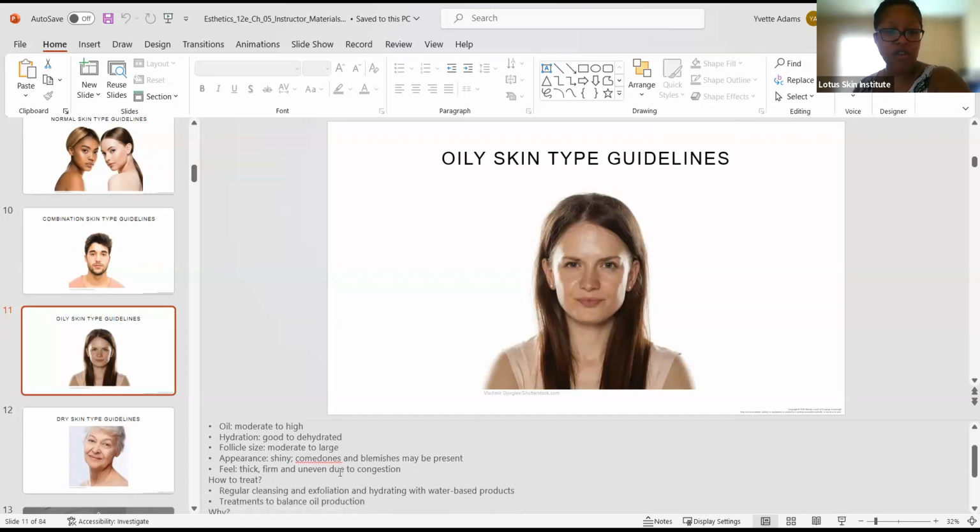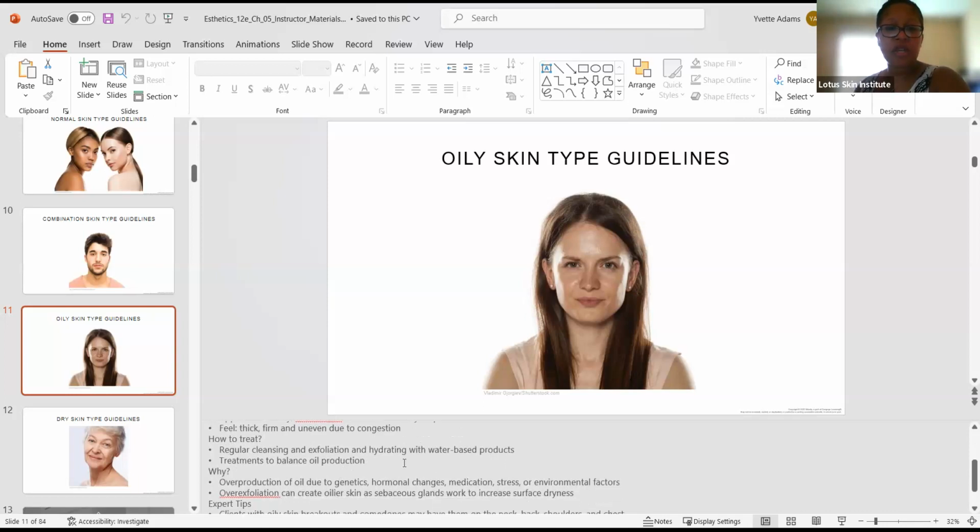How do we treat this? Regular cleansing and exfoliation, hydrating with water-based products. There's two types of products, water-based products and oil-based products. If we're dealing with oily skin, we don't want to add to the oil by using oil-based products. So how do we bring that balance? When we have oily skin, we use water-based products. Does that make sense? Water-based products will not feel good on you if you have dry skin. I historically had dry skin on my face.